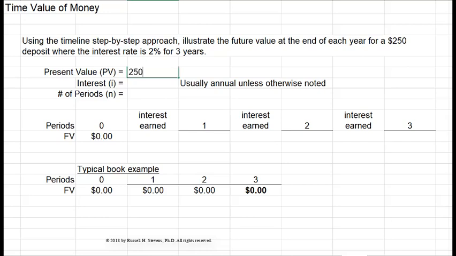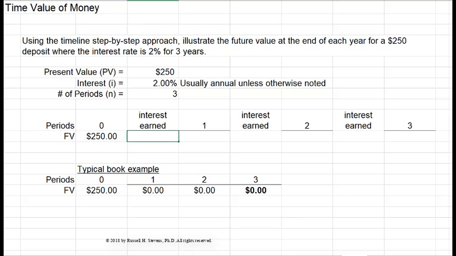$250 is the present value, as shown in the instructions as a $250 deposit. The interest rate shown in the instructions is 2%, and the number of periods is 3 years. It is important to recognize that interest rates are almost always quoted as an annual number, unless otherwise specified. To keep this simple, we are just working in years for the problems in this video.